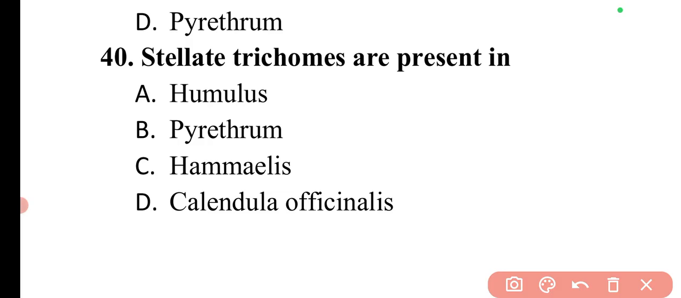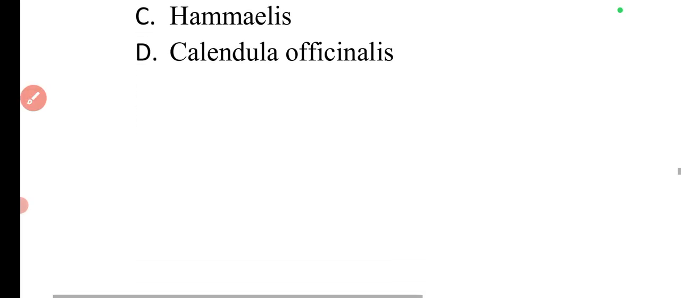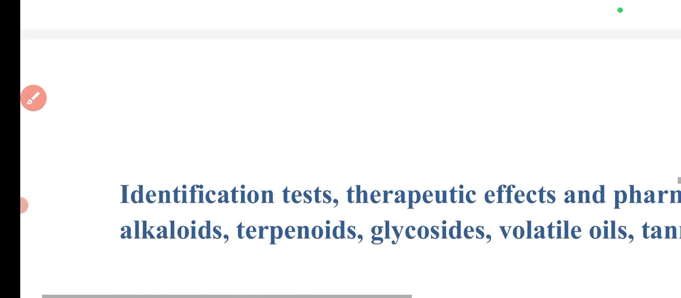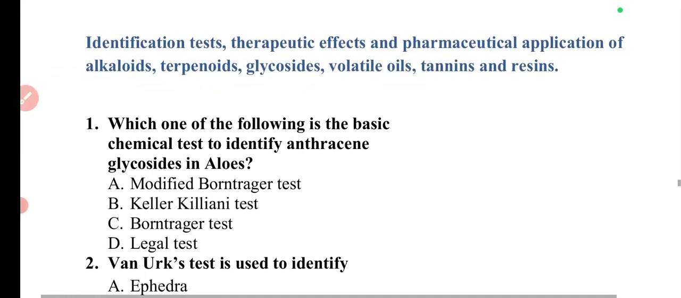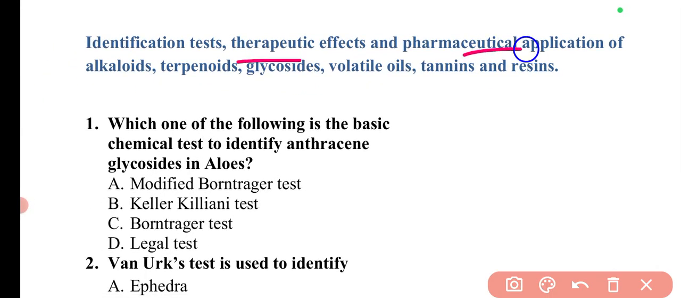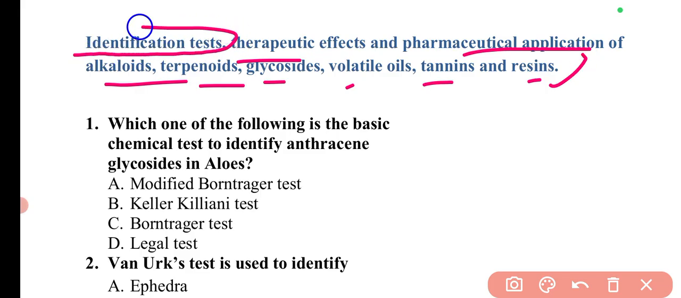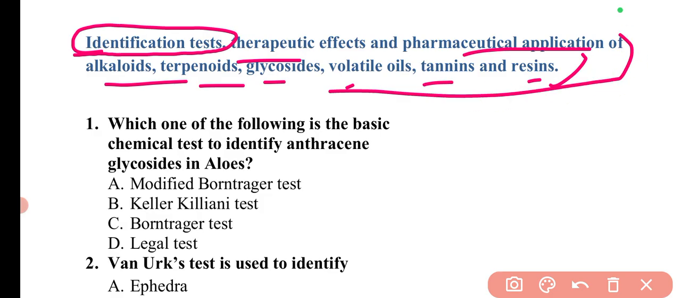So with this question we are done with this particular topic. Now we can move to our another topic, that is the identification test, therapeutic effects and pharmacological applications of alkaloids, terpenoids, glycosides, volatile oils, tannins and resins. Basically in this particular topic we are discussing the identification test. The therapeutic effects and pharmaceutical applications of these compounds will be covered in the next part, in which we are covering the uses, biological source and other things as well.